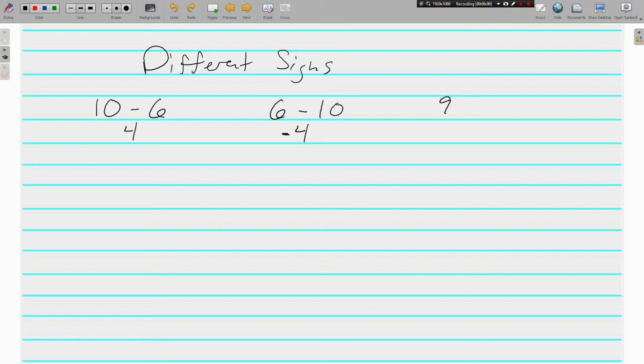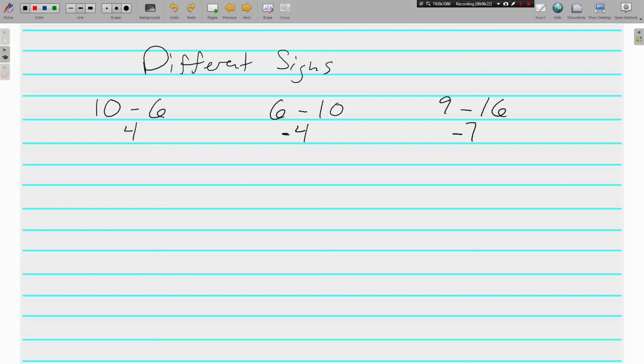All right? 9 minus 16, positive 9, negative 16, those have different signs. So we're going to subtract. 16 minus 9 is 7. And negative 16 is a stronger number than positive 9. So it's negative 7.